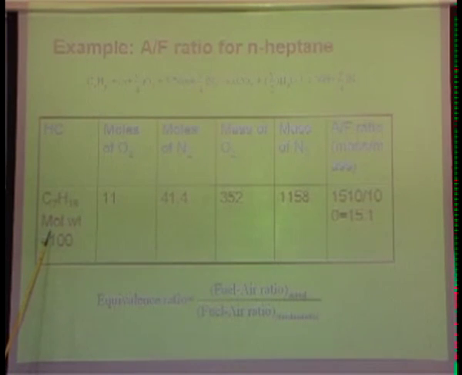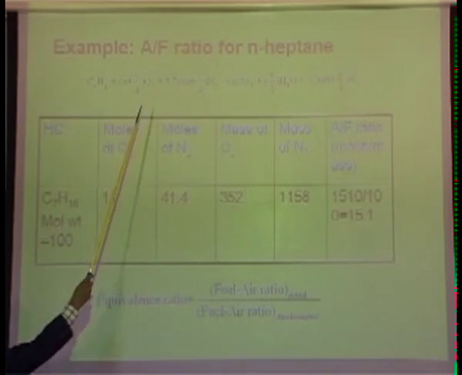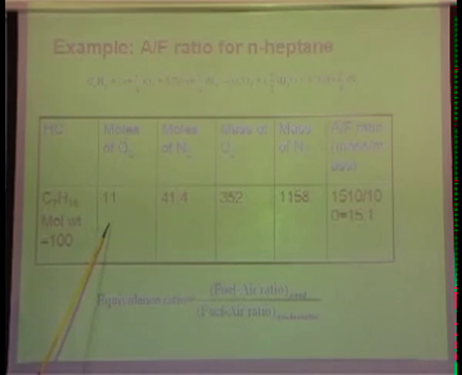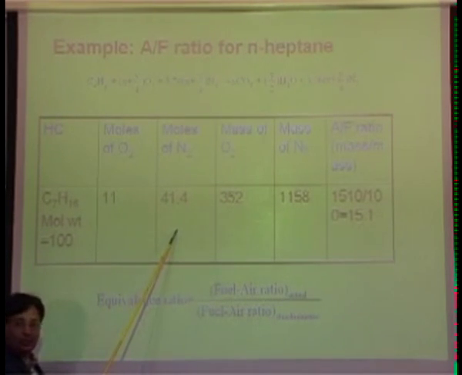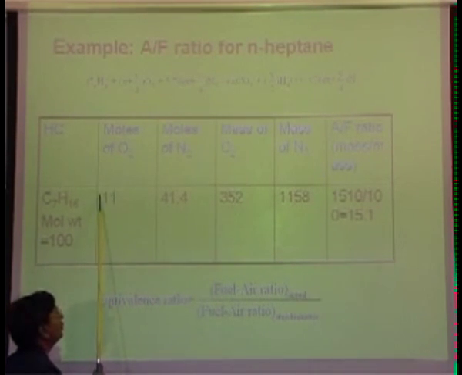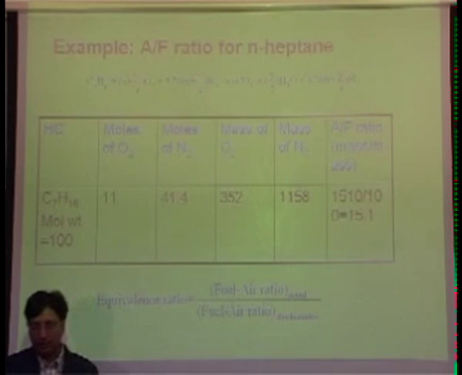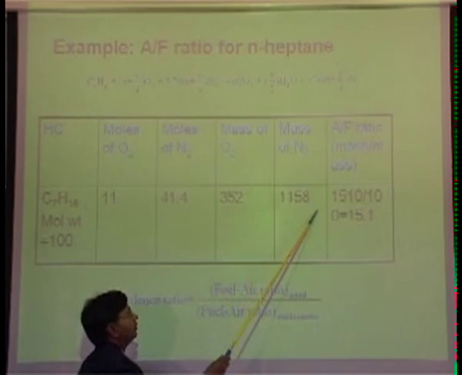Now, how many moles of this compound are there? 1 mole, correct? So how many moles of oxygen will be required? 11. How? 7 plus 16 by 4, that makes it 11. Moles of nitrogen: 3.76 times 11, correct? You can get the moles. You can also get the mass of the oxygen, 11 times 32, that's the mass. You can also get the mass of nitrogen.